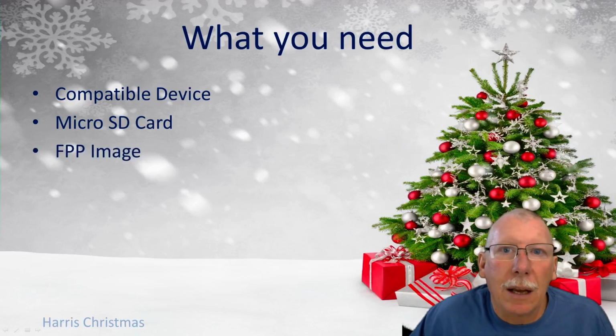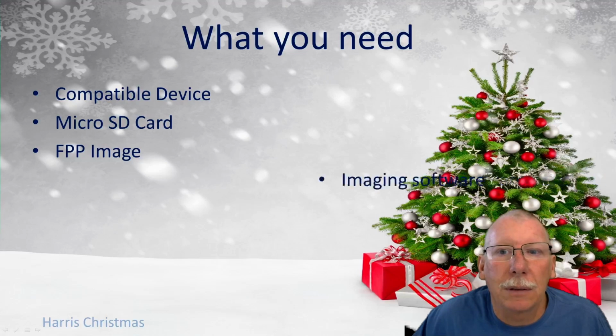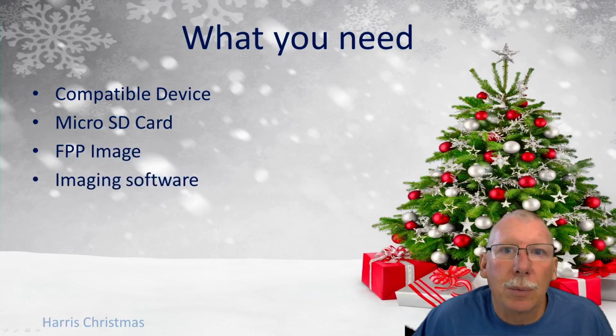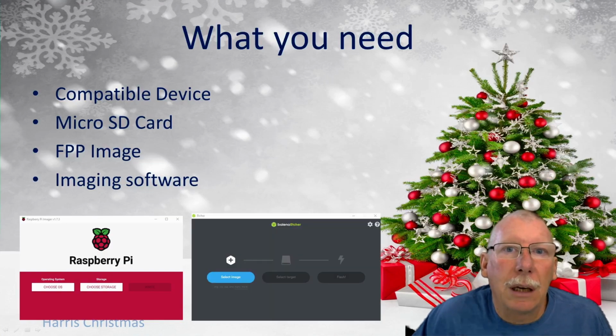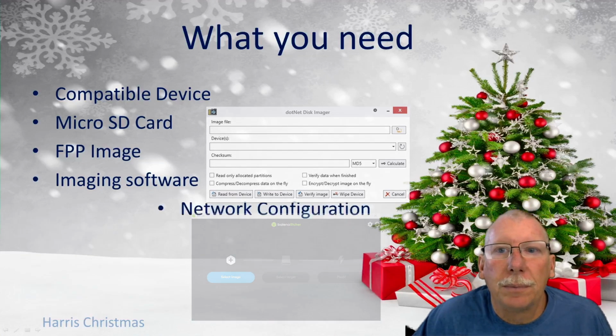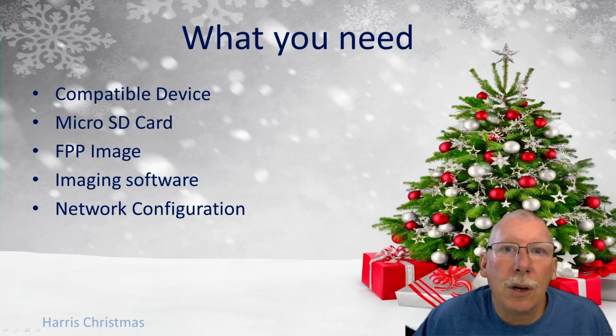You're going to need to get the FPP image. It's best to use the most current release because most of the bugs have been already fixed, or at least all the known bugs have been fixed. And if you do find a bug, please report it so that they can fix it. You're going to need some sort of imaging software. The 3 most popular are Raspberry Pi Imager, Balena Etcher, and dotNet Disk Imager. You're going to need to know your network configuration, like I mentioned.